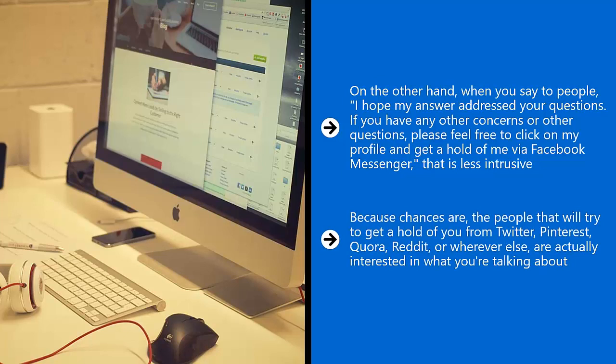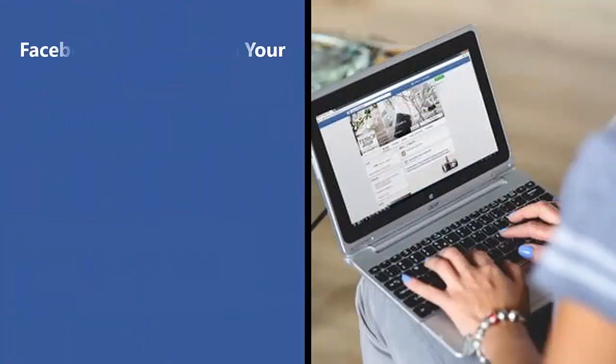Because chances are, the people that will try to get a hold of you from Twitter, Pinterest, Quora, Reddit, or wherever else are actually interested in what you're talking about. These are people who obviously think you're credible and authoritative enough to be worth reaching out to.